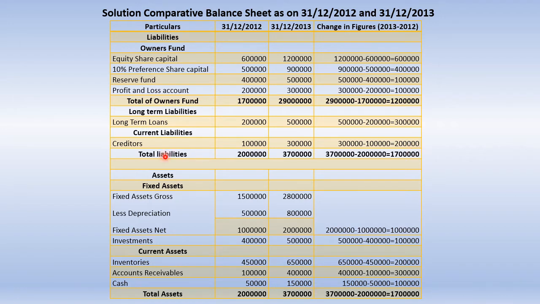Next it is total liabilities value. So the total liabilities value is 37 lakh minus 20 lakh, I get a value of 17 lakh rupees. Here this amount should match the total assets amount. Okay, so be careful over there. Next we'll move on to the asset part.